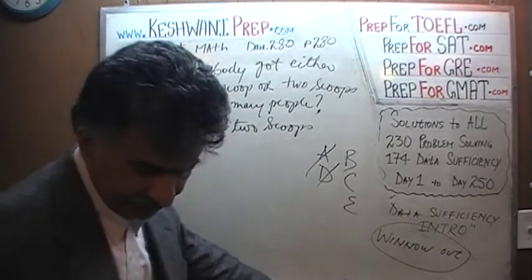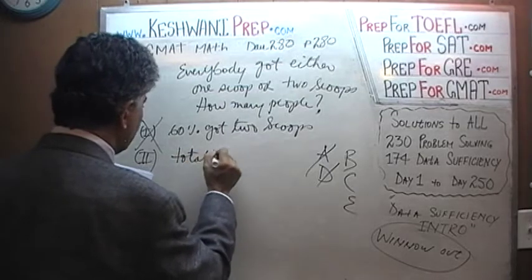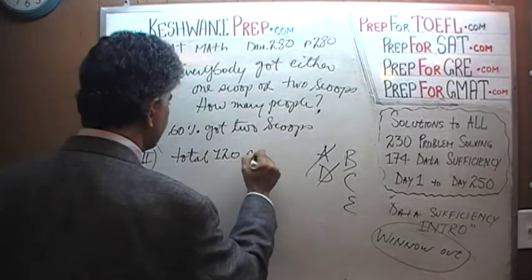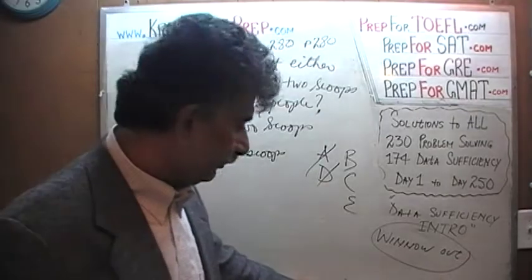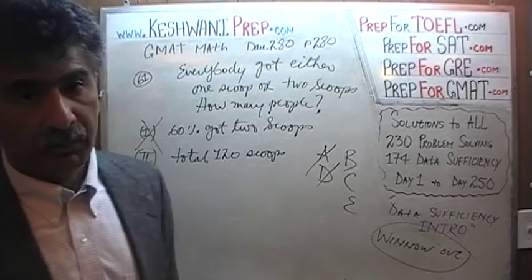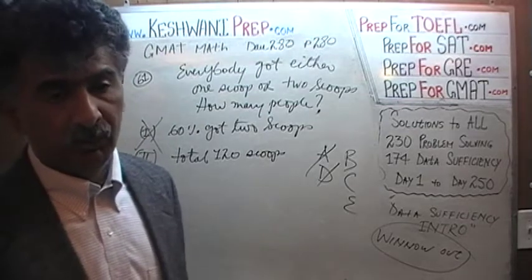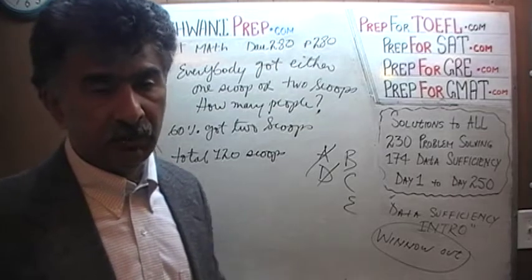The second statement tells us that a total of 120 scoops were served. Do you suppose we can figure out the number of people that were present at the party simply by knowing that 120 scoops were served? The answer, of course, is no, because some of them were given 1 scoop and some of them were given 2 scoops. We do not know.